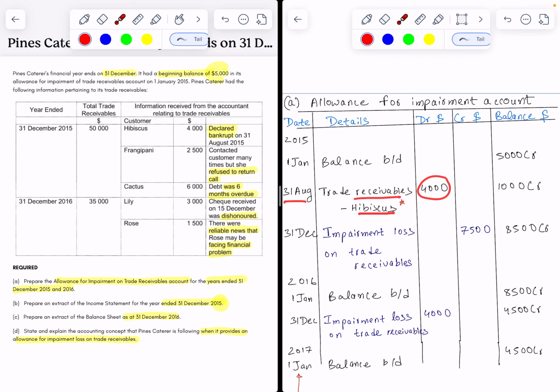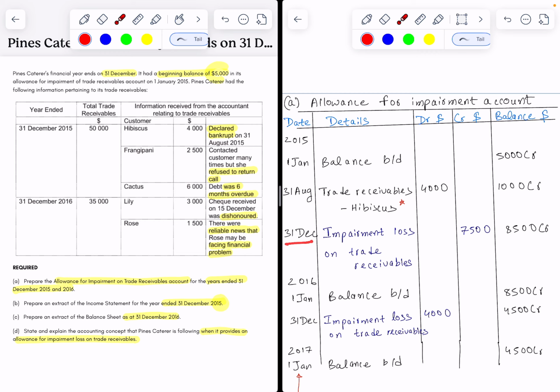So $4,000 being debited here gets deducted from the $5,000 credit, because we've got a credit and a debit, which is a mismatch. So $5,000 minus $4,000 gives us $1,000, and obviously we have more credits than debits, so the final balance should have a net credit. All right. After 31st of August 2015, in the year 2015, we don't have anything else except for the end date, which is 31st of December 2015 itself.